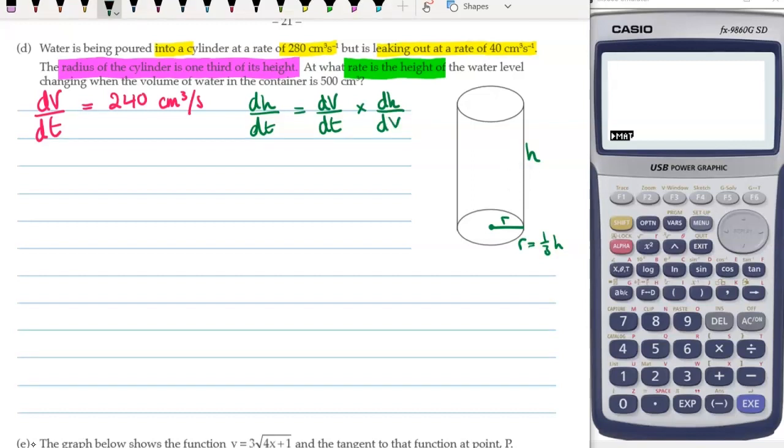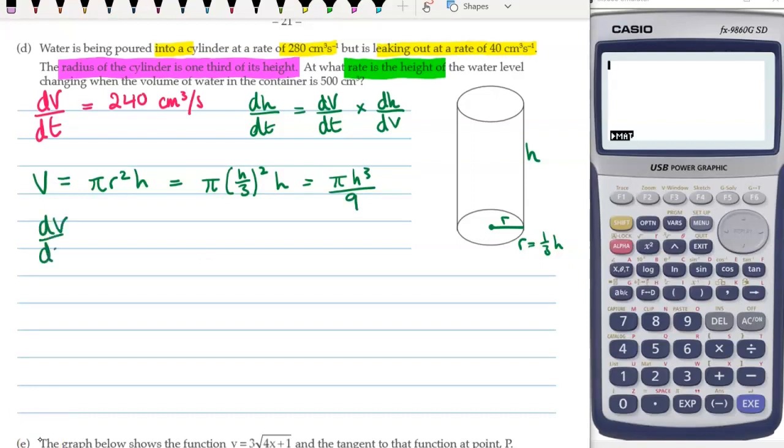Okay, so we've got dV by dt, we need to work out dH by dV, which means we need a formula that links the volume and the height. So if we can find volume in terms of h, then we can work that out. So the volume is going to be pi r squared times the height. Well, r we can write in terms of h, so this will be pi times (h over 3) squared times h. So this is pi h cubed over 9.